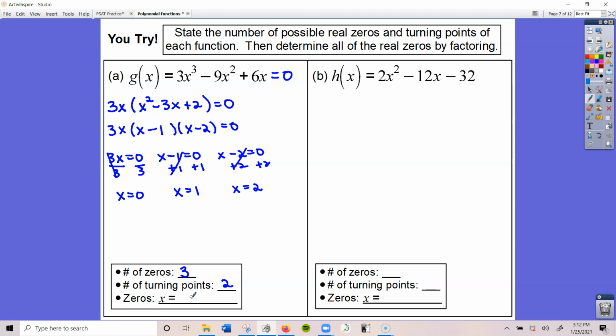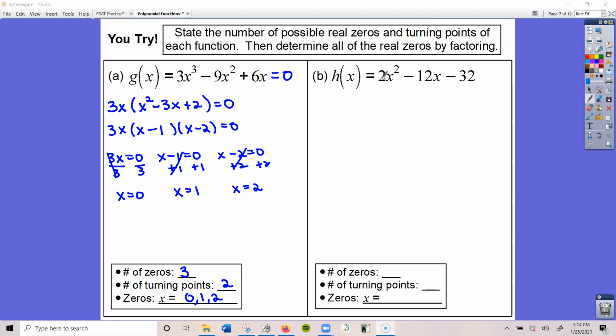So my three x-intercepts are 0, 1, and 2. So that's a way of checking if you're on the right track. If we said we would have 3 zeros, we should have 3 on our list. Let's try this other one.